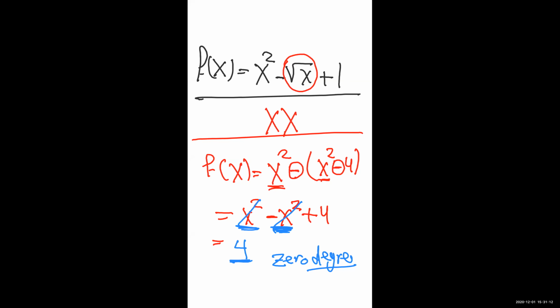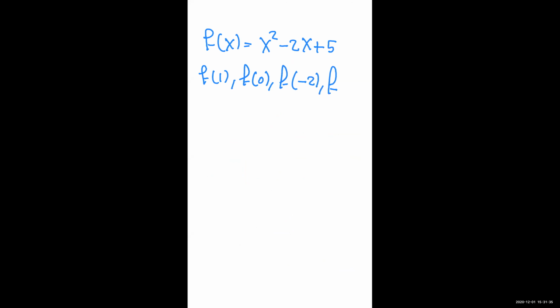Okay, the next example. If f of x equals x squared minus 2x plus 5, find f of 1, f of 0, f of negative 2, f of 1 over 2, and f of square root of 5.